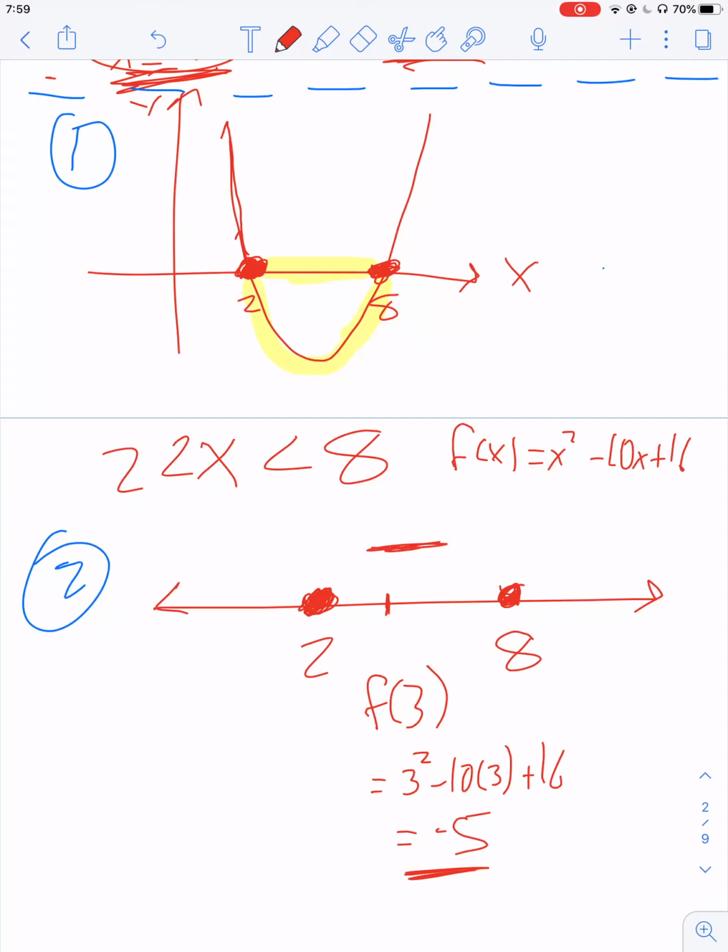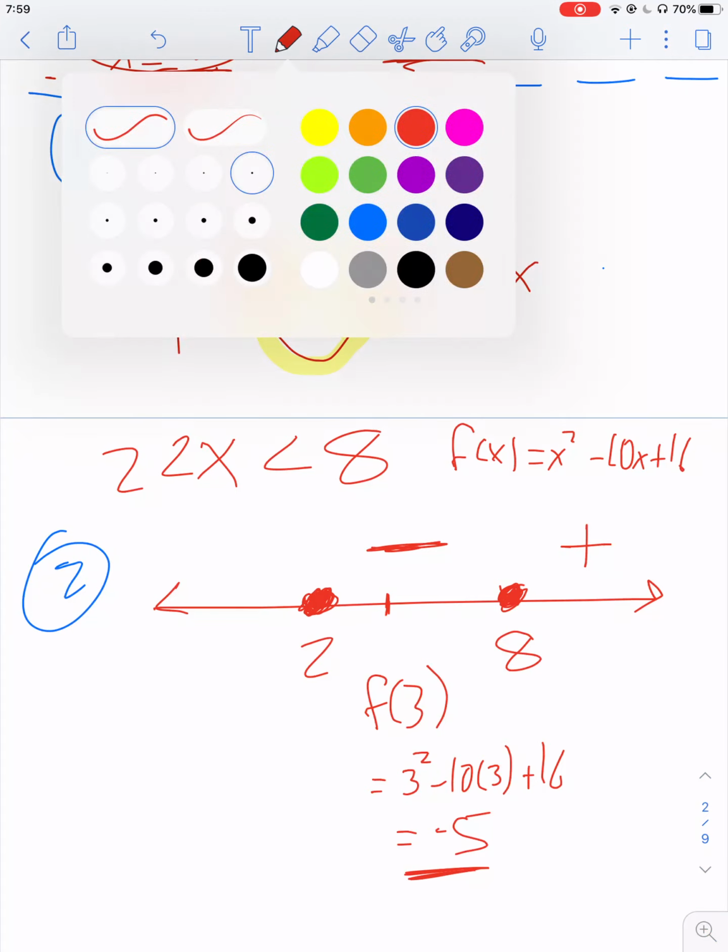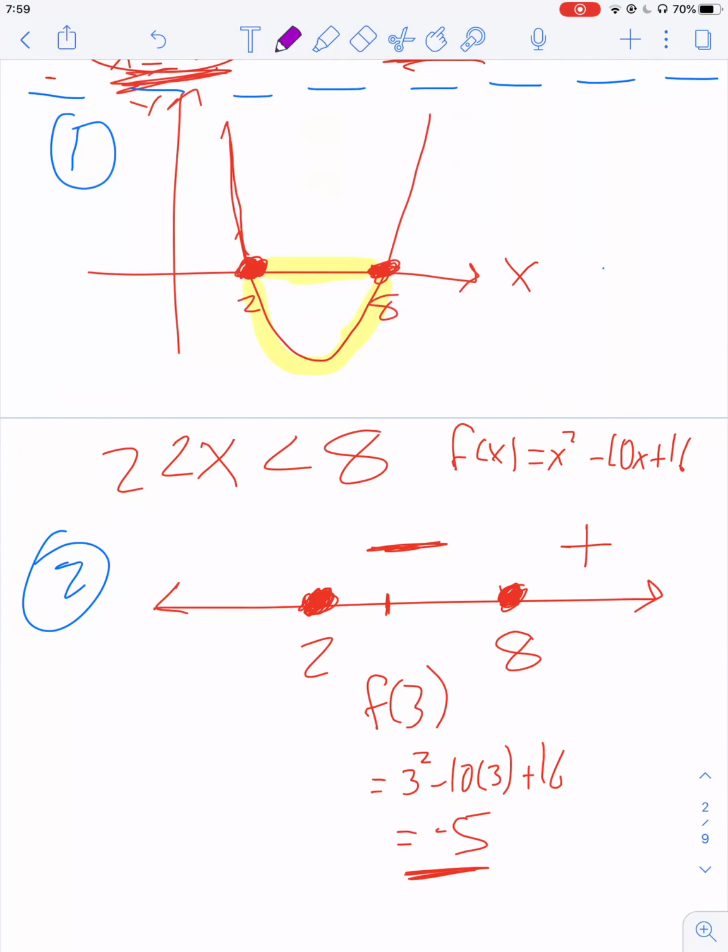And then this is where your function will switch signs after 8, okay? It could either be positive or negative. Why? Because look, if your function is negative over here, based on the number line, I know that my function is negative over here. My function kind of has two options.